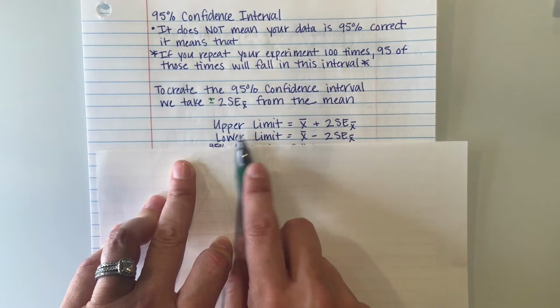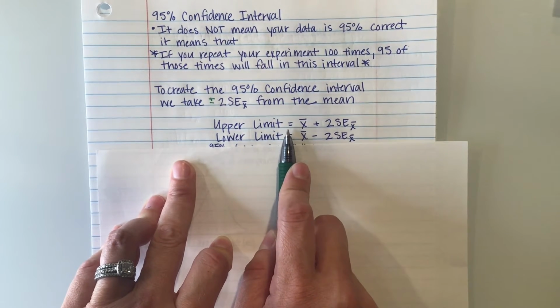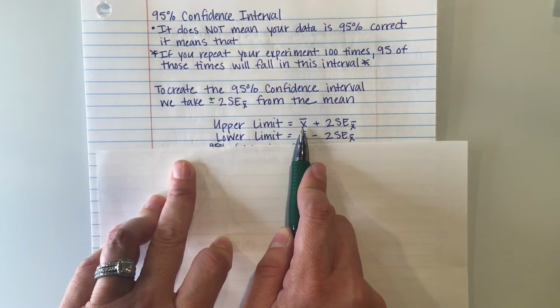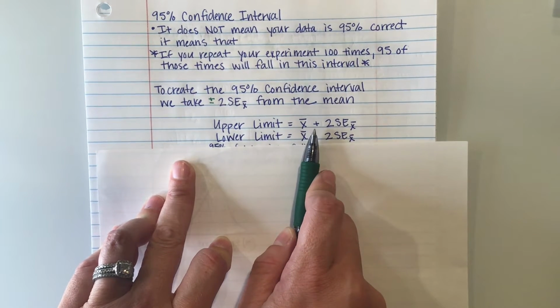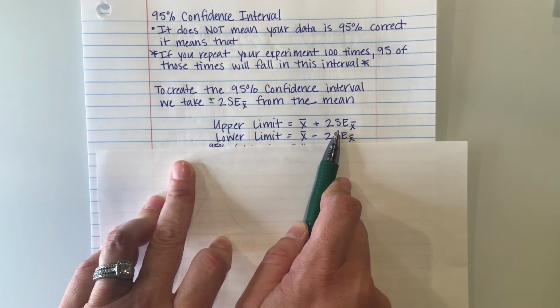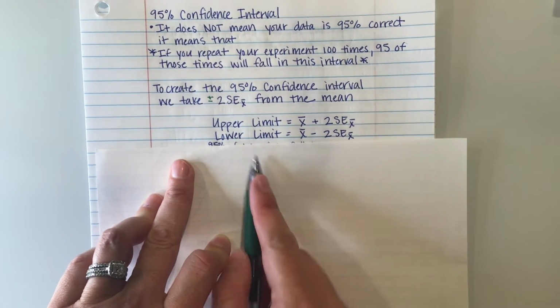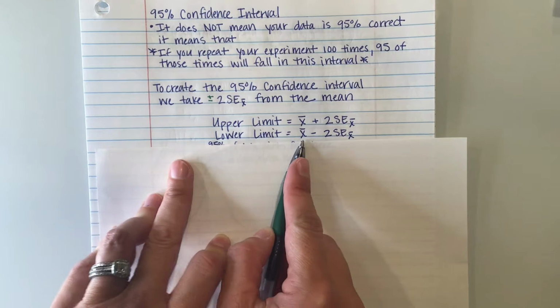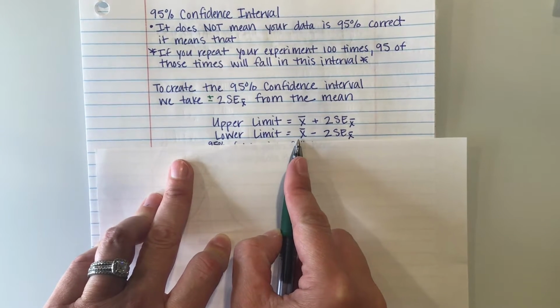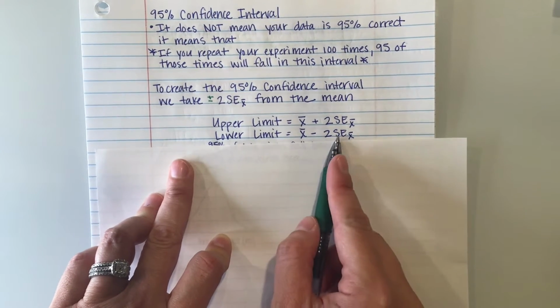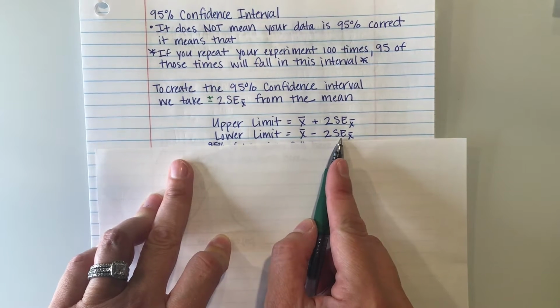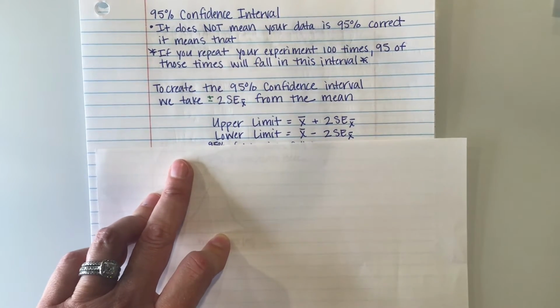And that's what this equation shows me. It tells me my upper limit is equal to my mean, or my average value, plus 2 times my standard error of the mean. It also tells me that my lower limit is equal to my mean, or my average value, minus 2 times my standard error of the mean.